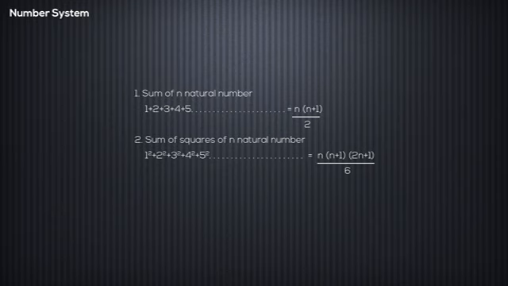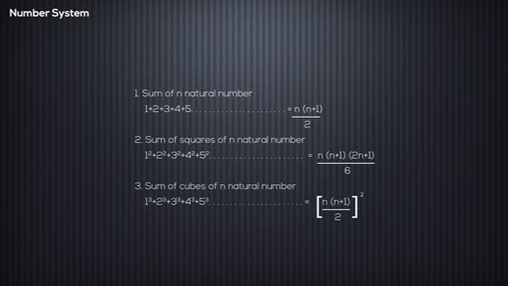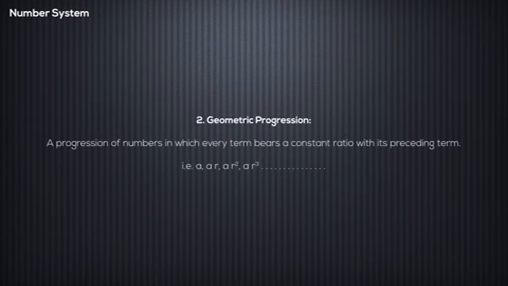Some important rules in arithmetic progression are: the sum of n natural numbers is given by half of the product of n and n plus 1. The sum of squares of natural numbers is given by 1/6 of the product of n, n plus 1 and 2n plus 1. The sum of cubes of n natural numbers is given by the square of half of the product of n and n plus 1. Geometric progression. A progression of numbers in which every term bears a constant ratio with its preceding term. The nth term of a geometric progression is given by this formula. The sum of n terms of a geometric progression is given by the formula shown on the screen.